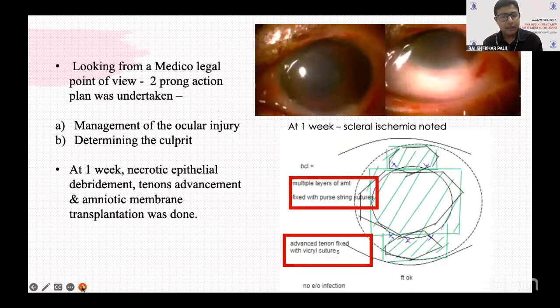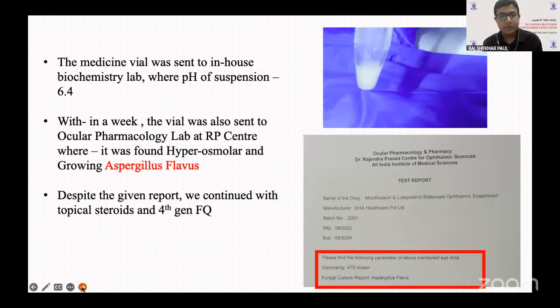So at 1 week, looking at the picture, scleral ischemia, we did an amniotic membrane Tenon's advancement. In the meantime, the drug was sent to the biochemistry lab, where the pH was found to be 6.4, and the vial was also sent to the ocular pharmacology lab at RP Center, which found hyperosmolarity and growing Aspergillus flavus. Despite the given report, we continued with topical steroids and 4th-generation fluoroquinolones.